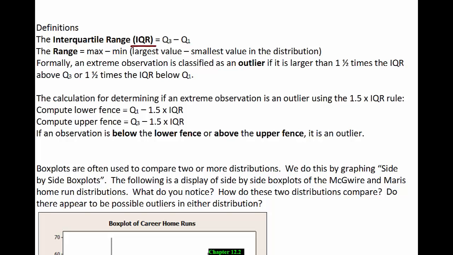So to compute our upper and lower fence, these are the cutoffs for how high or low an observation has to be considered an outlier. The lower fence is, again, looking below the bottom of the box, so it's Q1 minus 1.5 times the interquartile range. The upper fence is looking above the top of the box, so we're starting at Q3 and we want to add 1.5 times the interquartile range for our upper fence. If an observation is below the lower fence or above the upper fence, then we've got an outlier.